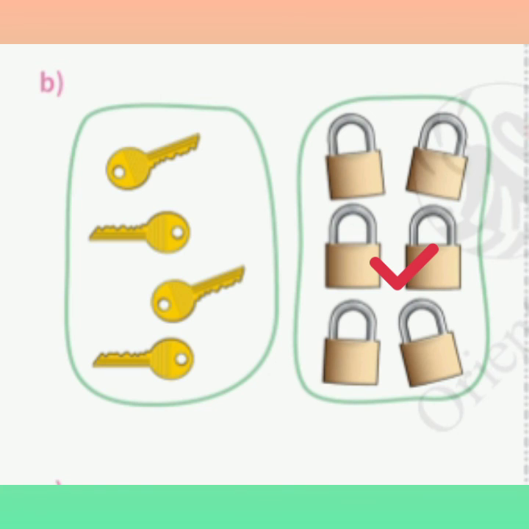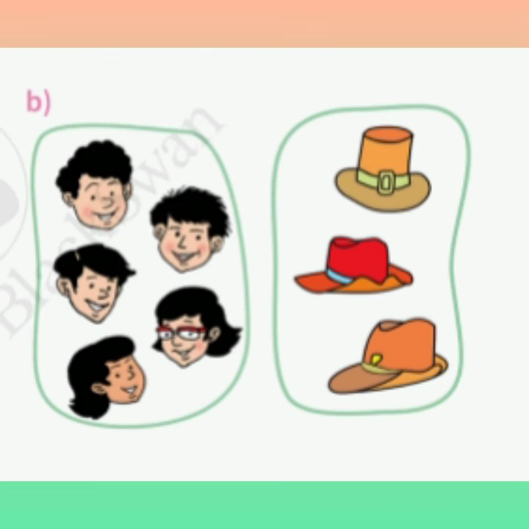Now let us have the next example. Now there are 3 hats and 5 faces. So I am going to put a cross mark where the less set is. Can you tell me which is the less here? Either it is hats or faces. Yes, there are 3 hats which are less than the 5 faces. So I am going to put a cross mark over there. Yes.